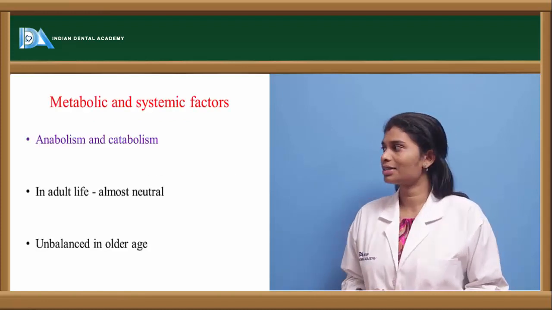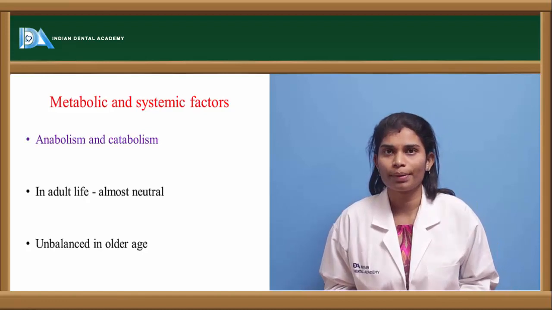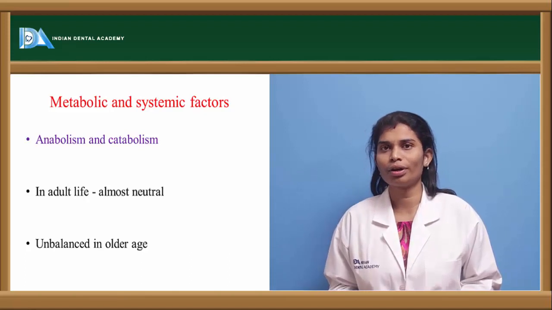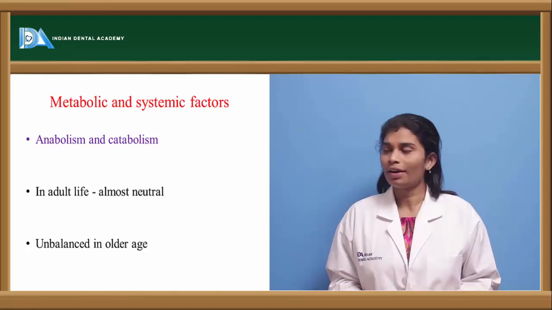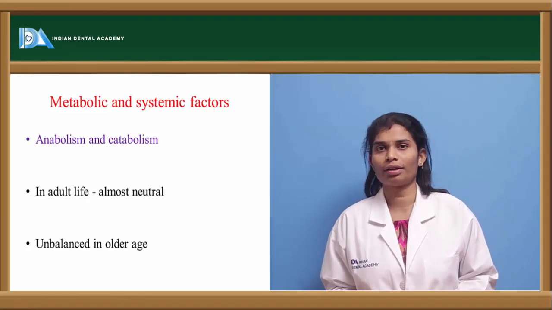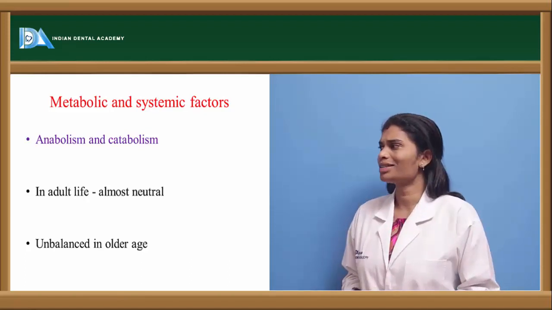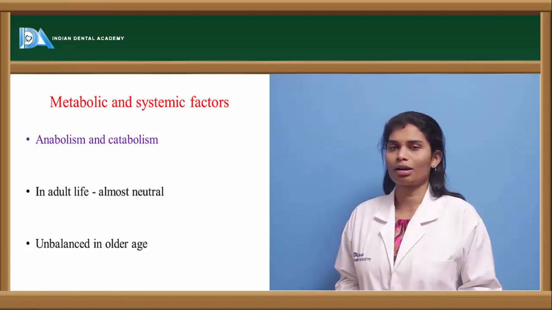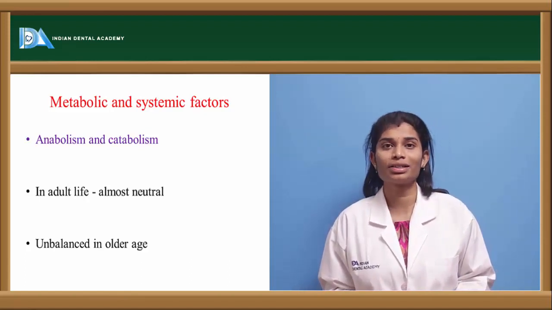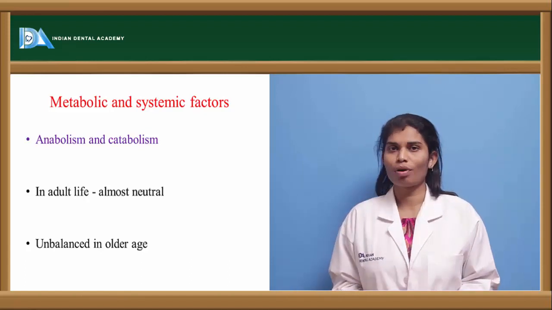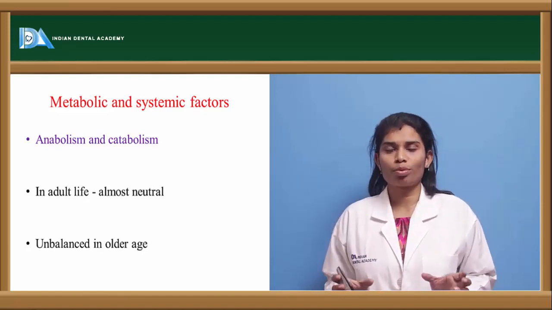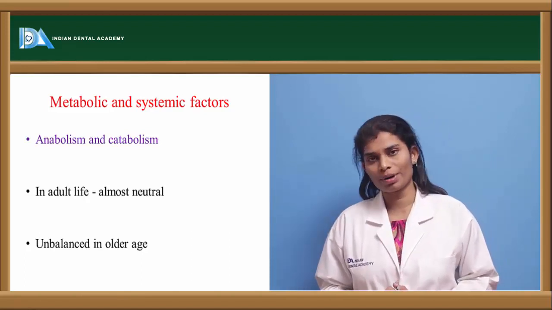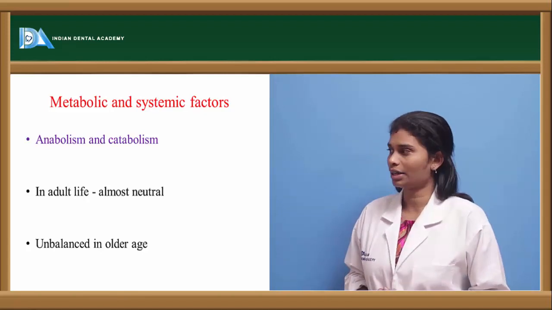Coming to metabolic and systemic factors. What is metabolism? Metabolism is the sum of anabolic and catabolic reactions going on in the body. So in adult life, these two reactions are in balance. What is anabolism? Anabolism is energy forming procedures. What is catabolism? Catabolism involves energy breakdown. So in adult life, they are both neutral, in the sense they are both balanced. Hence, resorption and formation are always balanced in the adult stage.